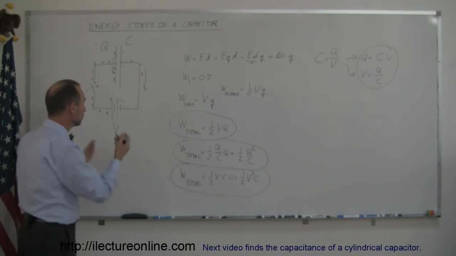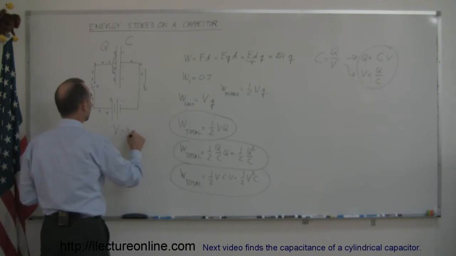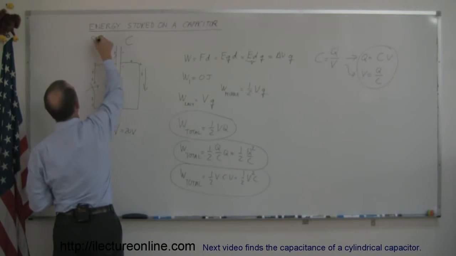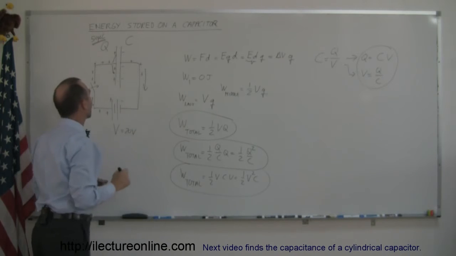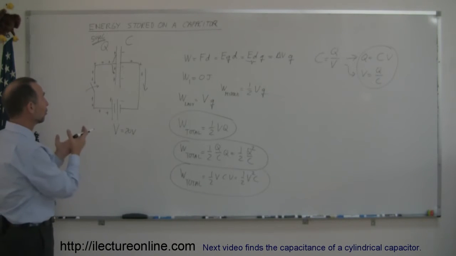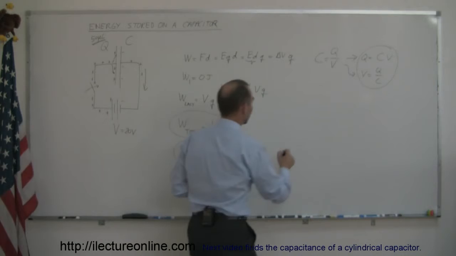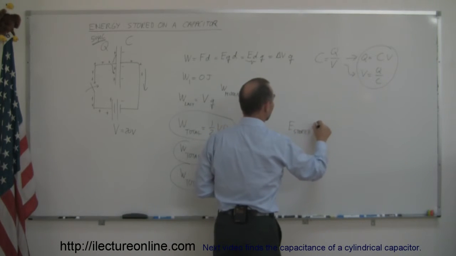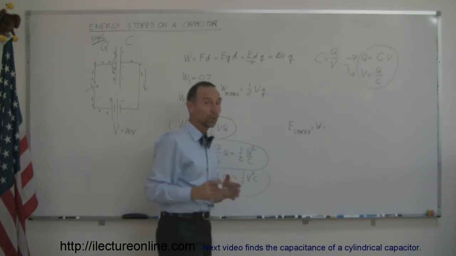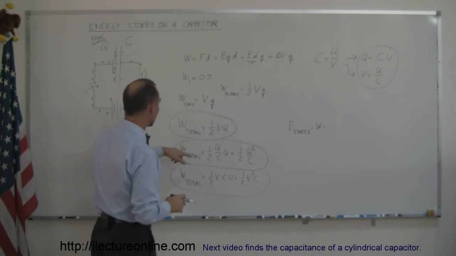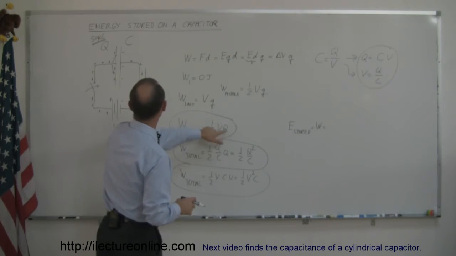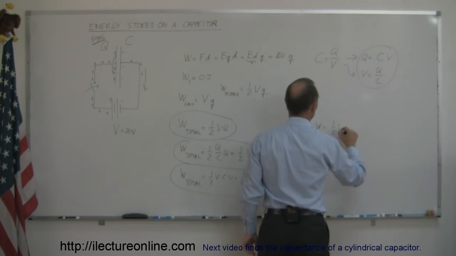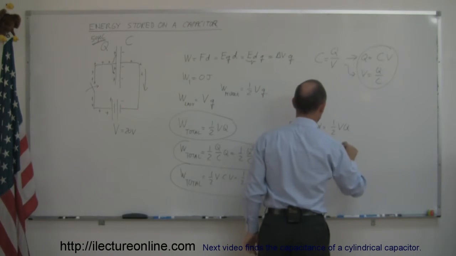And then, of course, if they tell you, for example, that you have a 20-volt battery, and let's say that you have 50 microcoulombs worth of charge on the capacitor, and you ask how much energy is stored in the capacitor, then the energy stored is equal to the work done to put all that charge on there. The work done can be described as 1/2 V times Q. We have the voltage and we have the charge, so that's equal to 1/2 times the voltage.